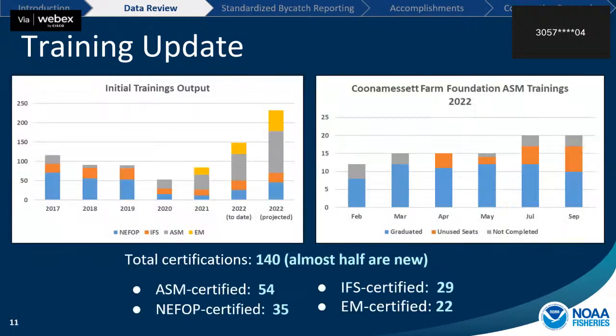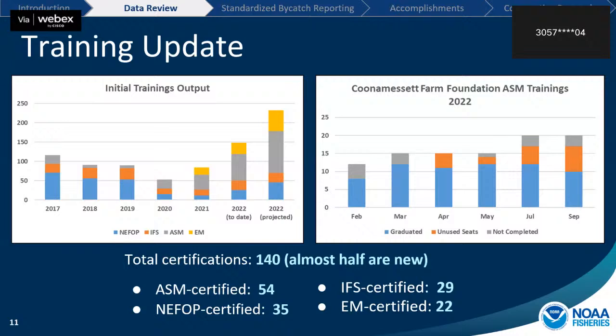So this is just a table that shows you the training update and the output of our initial trainings. We define initial trainings as all new observers that are entering into one of our programs. We have the 4 programs demonstrated here: our at-sea monitoring groundfish program, our NEFOP, Northeast Fisheries Observer Program, which is all of the SBRM, Standard Bycatch Reporting Methodology, C-Day, so our C-Day schedule, our industry-funded scallop program, and our electronic monitoring program.